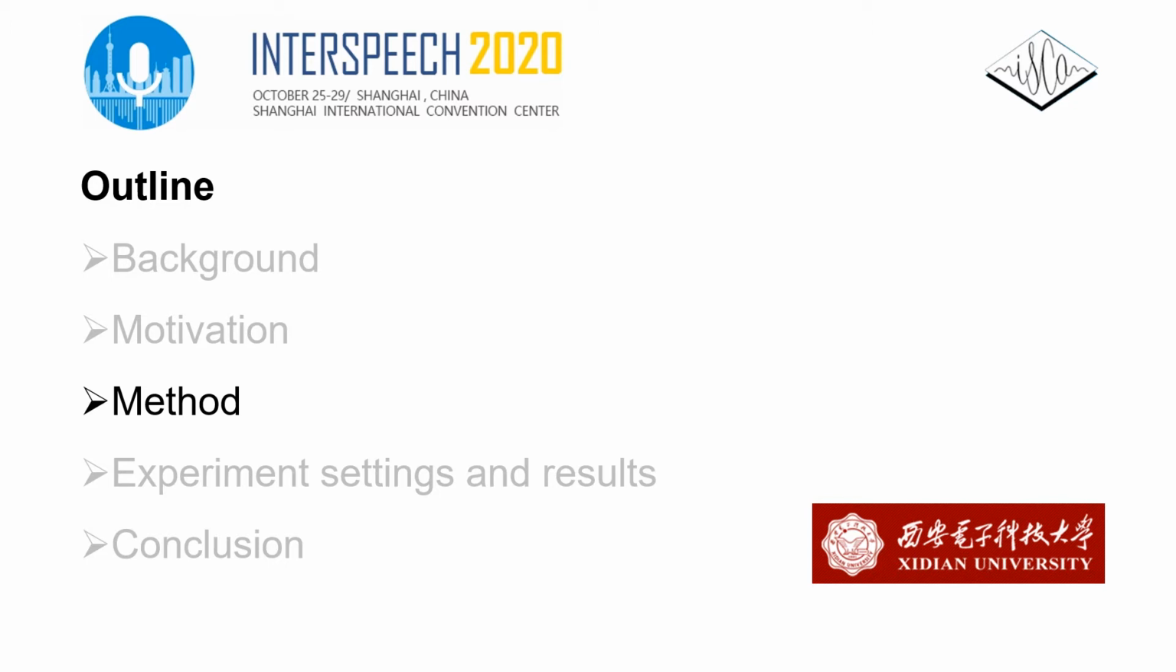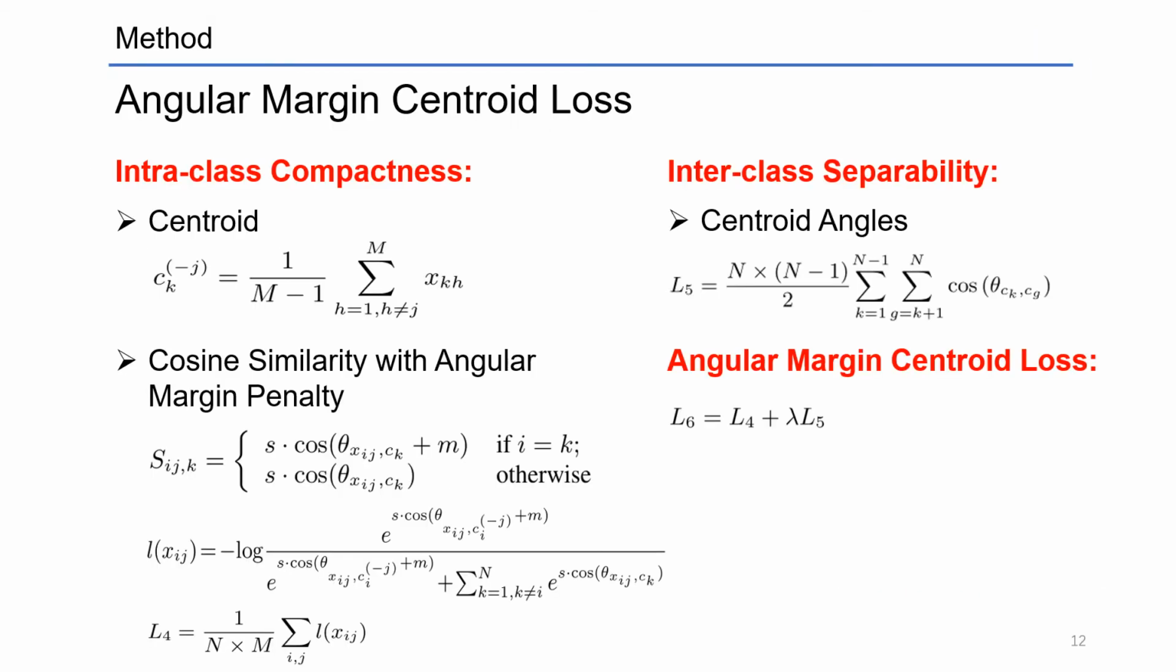To address the above issues, we propose the angular margin centroid loss. We directly optimize the similarity between speaker embeddings and the speaker centroids. The definition of speaker centroid is the same as that of the generalized end-to-end loss. The proposed loss function has two significant features.